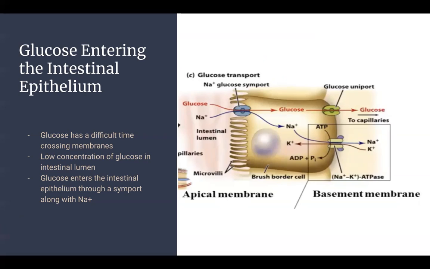There's a low concentration of glucose in the gut lumen. Glucose then moves up its concentration gradient, which is often referred to as an uphill movement, by using the energy from the movement of sodium ions that are moving down their gradient, which is considered a downhill movement.